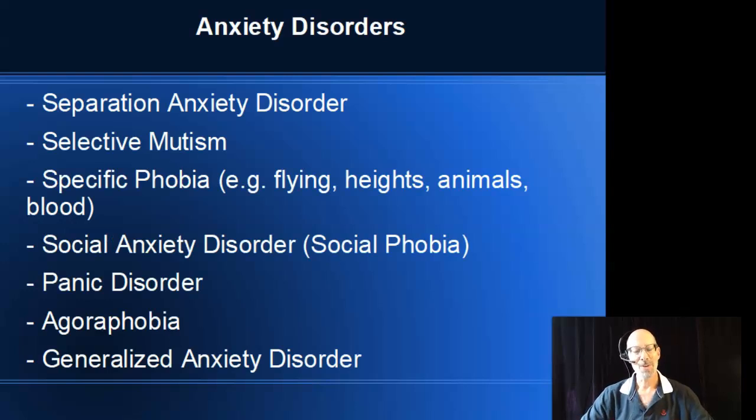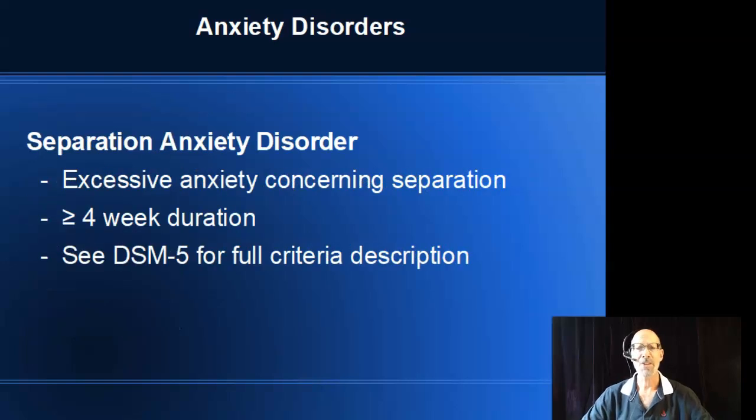So the anxiety disorders, helpful list to know: separation anxiety disorder, selective mutism, specific phobia, for example, flying, heights, animals, blood, social anxiety disorder or social phobia, panic disorder, agoraphobia, and generalized anxiety disorder, GAD. Separation anxiety disorder, excessive anxiety concerning separation. Go figure. At least a 4-week duration. See the DSM-5 for full criteria description.